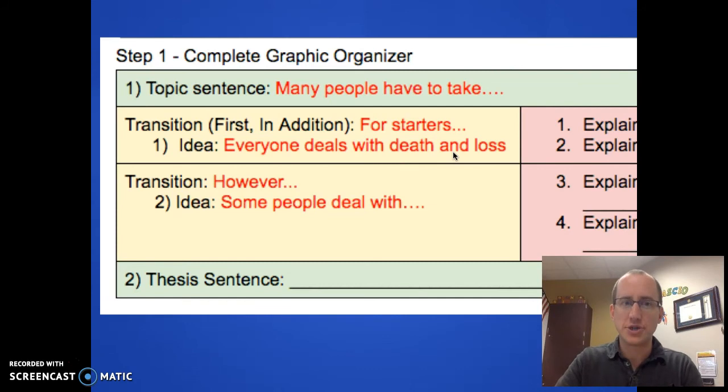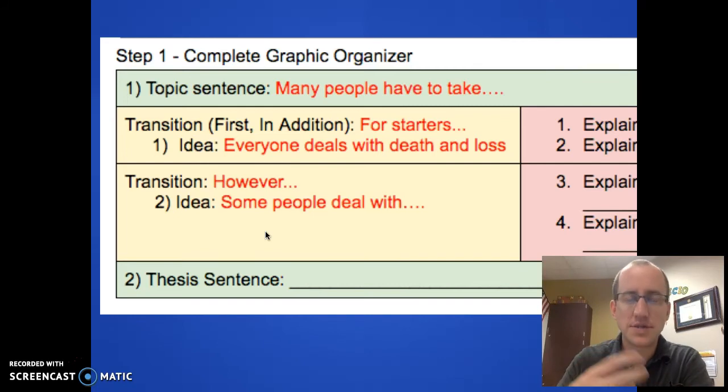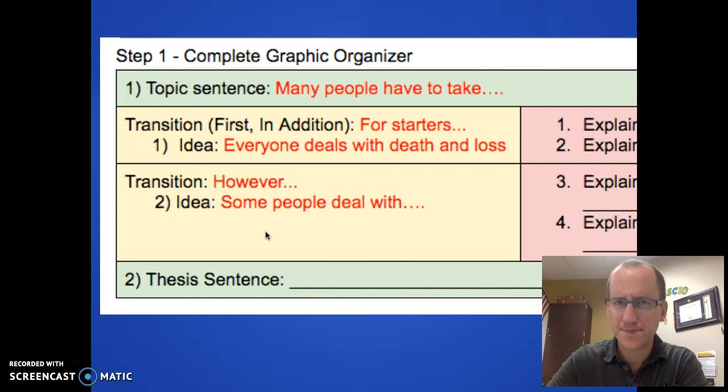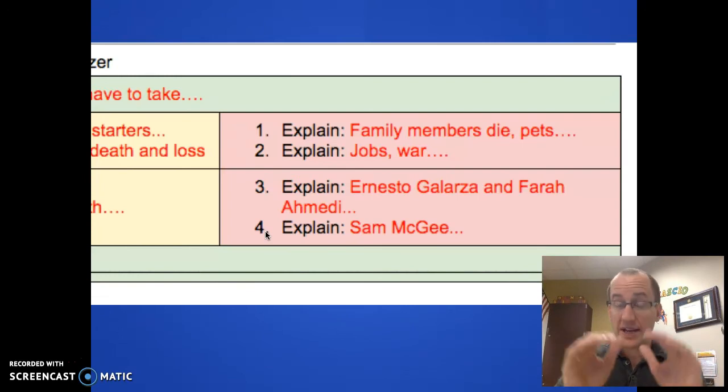Now that you've done that, let's go on to the second transition. The second transition is, I'm using the word however. You could say in addition, or secondly. I'm choosing to say however, and then I'm going to bring up another idea that's going to bring readers into my story. Some people deal with trials better than others. That's my next subject or idea that I'm going to talk about. Go write that.